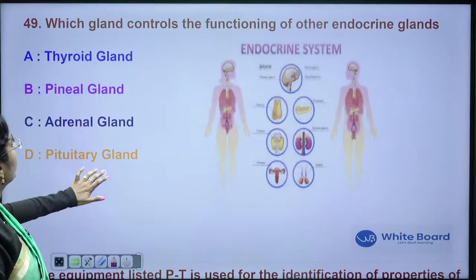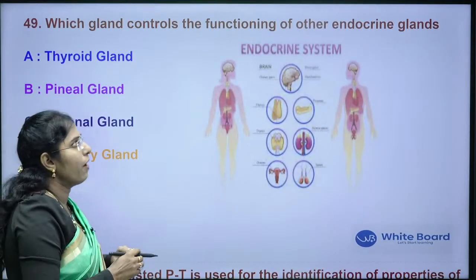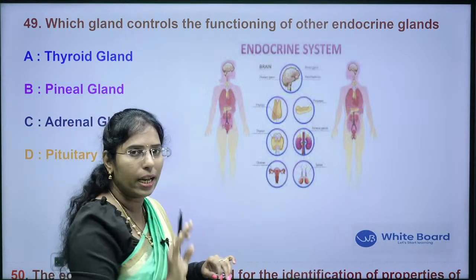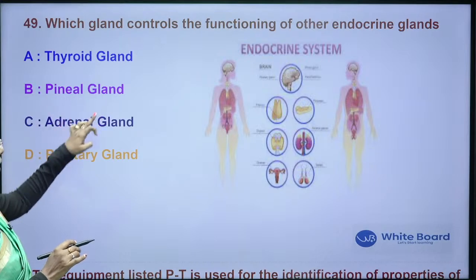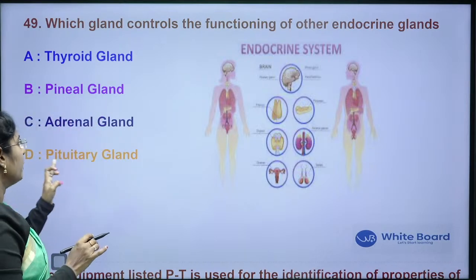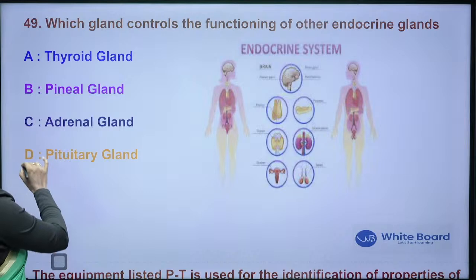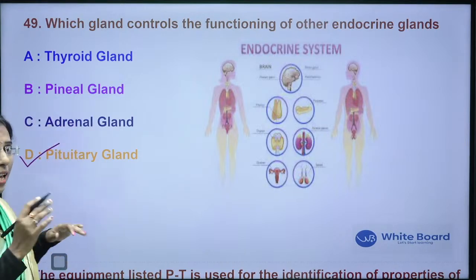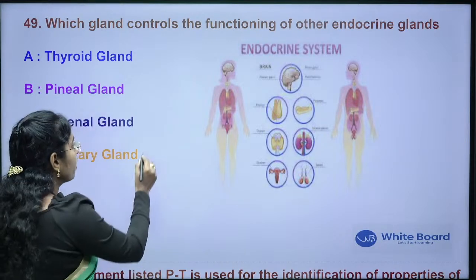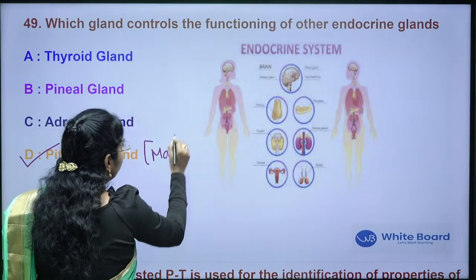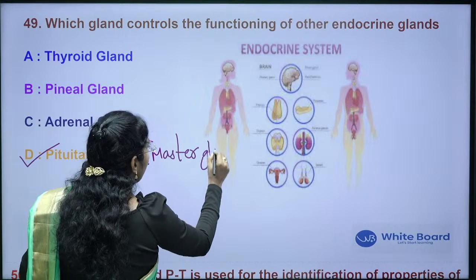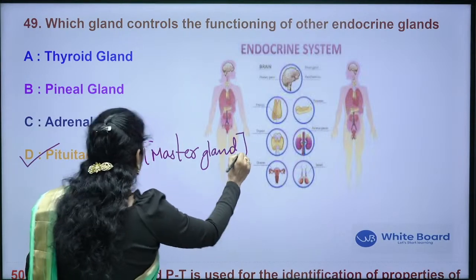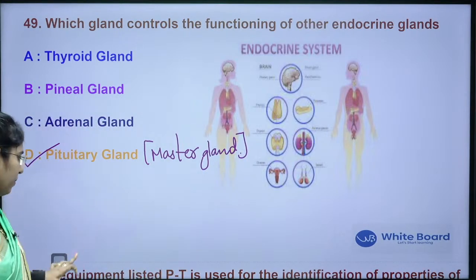Next, the 49th question: which gland controls the functioning of other endocrine glands? The options are thyroid gland, pineal gland, adrenal gland and pituitary gland. The pituitary gland is considered the master gland because it controls all other endocrine glands. So the correct option is the pituitary gland.